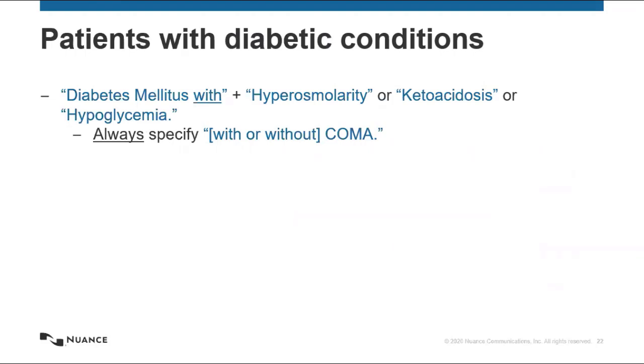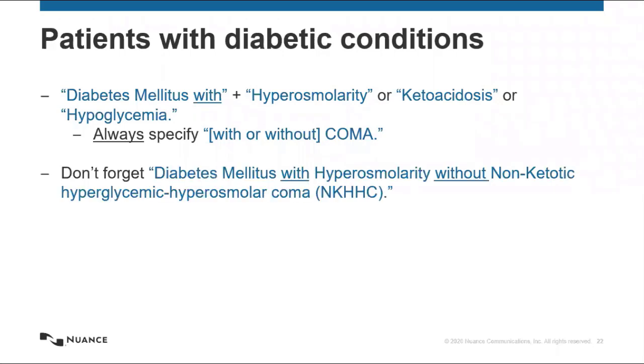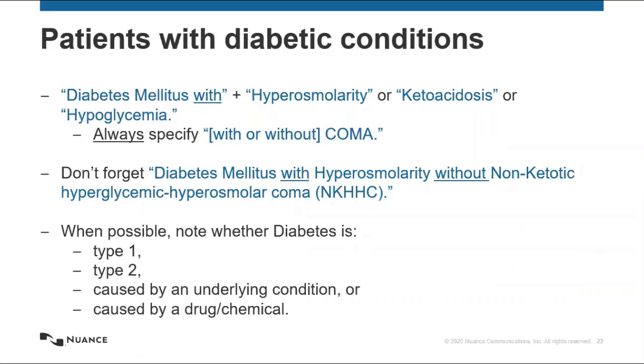Clearly, patients with diabetes are going to be important. We want to make sure we're specifying when they have hyperosmolality, ketoacidosis, or hypoglycemia. We always want to note whether it's with or without coma. There are more elaborate things that we find in diabetic patients. So whatever your endocrine folks are saying to capture, make sure it is documented clearly. But more importantly, we always want to specify if we believe it to be type 1, type 2, caused by an underlying condition, or caused by a drug or chemical.